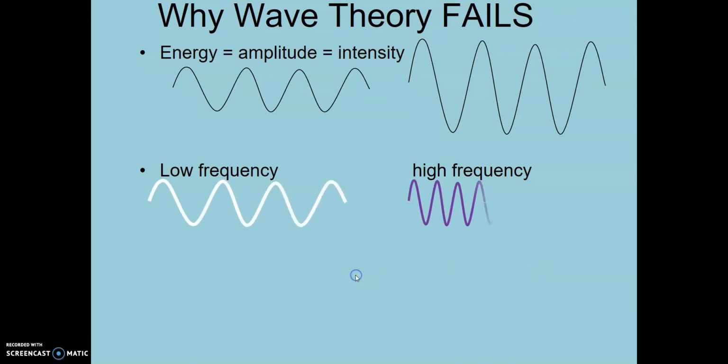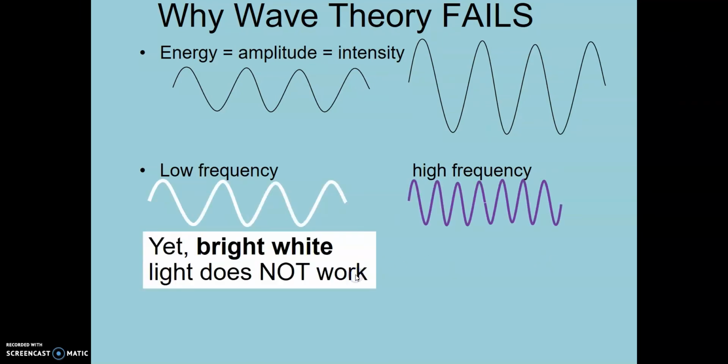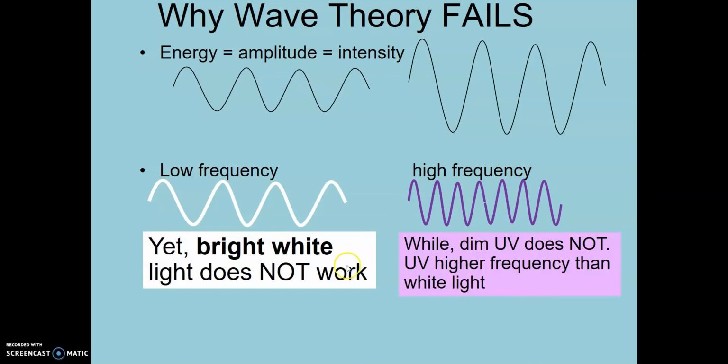We had bright white light and fairly dim UV light. It did not work for the bright white, which you would have thought, if the wave theory applied, would have worked better than the dim UV light. So what matters is frequency.